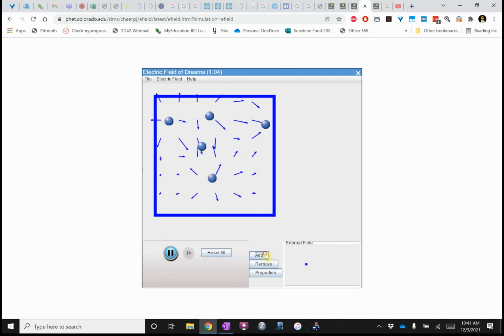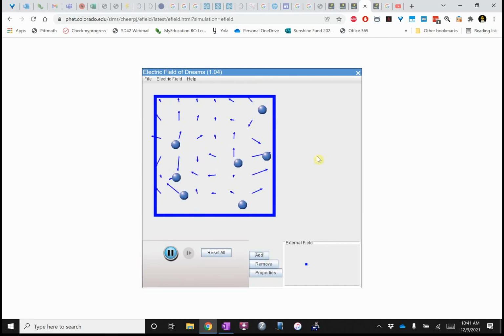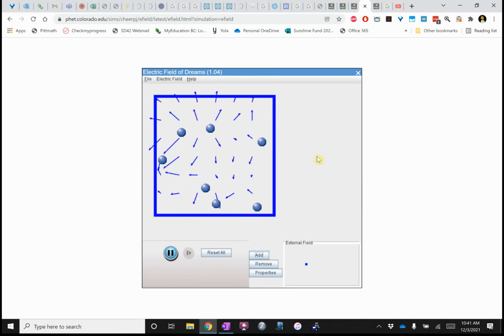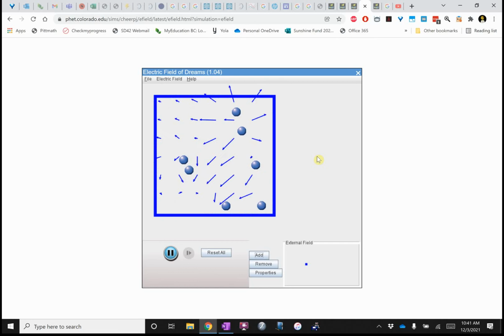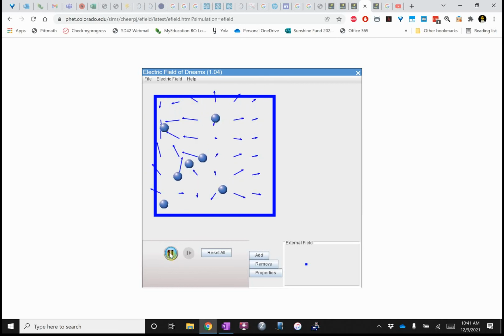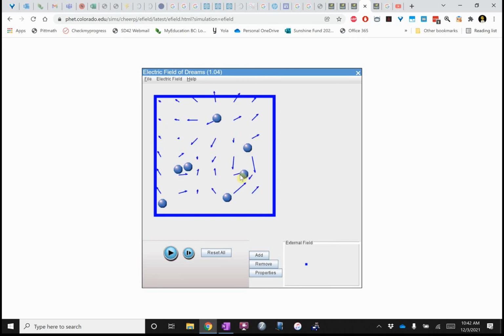Let's add another one. Let's add another one. This is what's going on at the molecular or subatomic level all the time. This interaction, repulsion, and attraction of charge. This charge right here, negative or positive? How do you know? Okay. What about this charge right here? Okay. What about this charge right here?